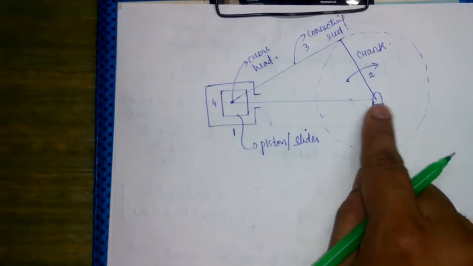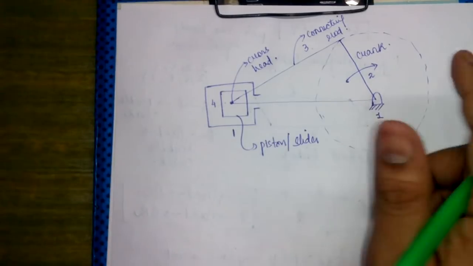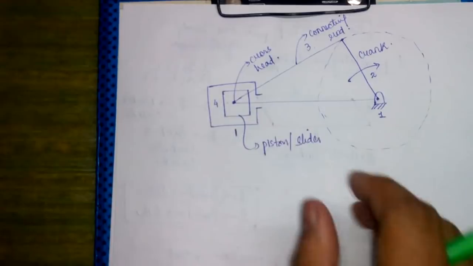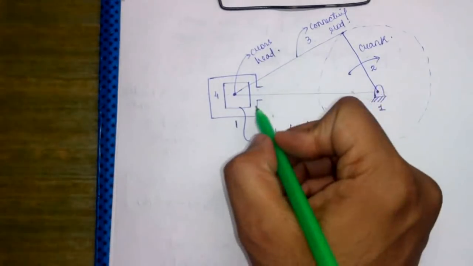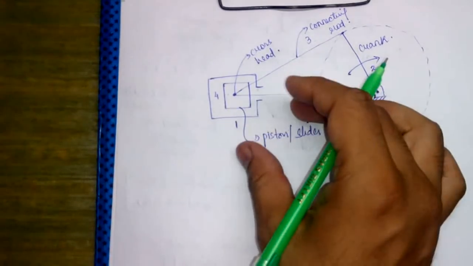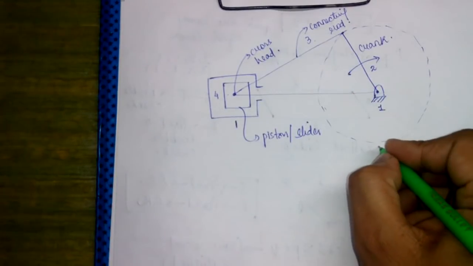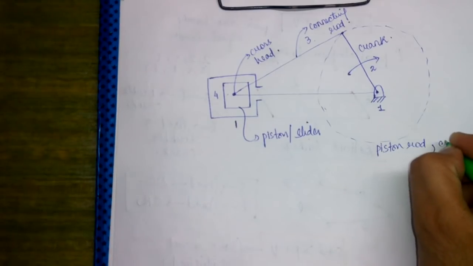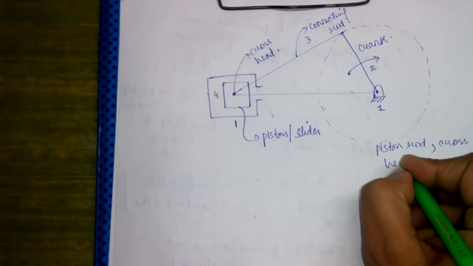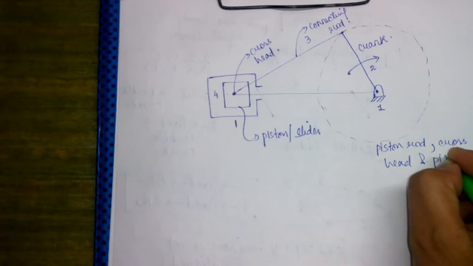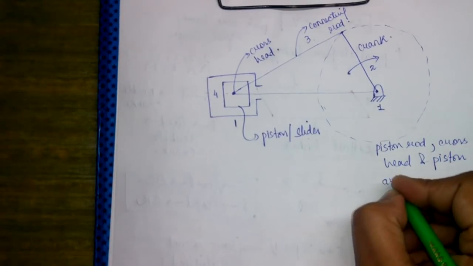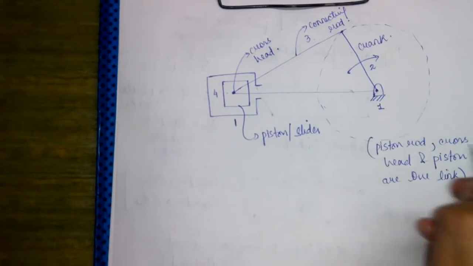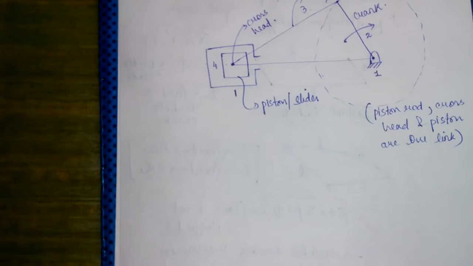Now in total we have 4 links. Out of the 4 links, 3 are turning pairs, 1, 2 and 3, and 1 is the sliding pair. The piston rod, cross head and piston are considered as one link. We are not treating them as separate links.